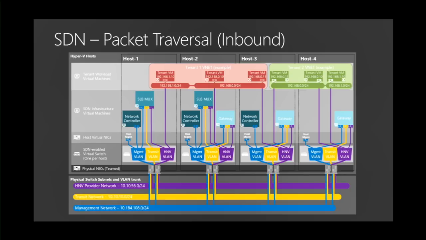So this is the complex diagram of what the software-defined networking stack looks like in Windows Server 2016. Each of the columns, or the larger host content in the middle of this diagram, is the list of software-defined VLANs. So we have a management, transit, and HNV network, so that's where the encapsulation happens for the software-defined networking stack.